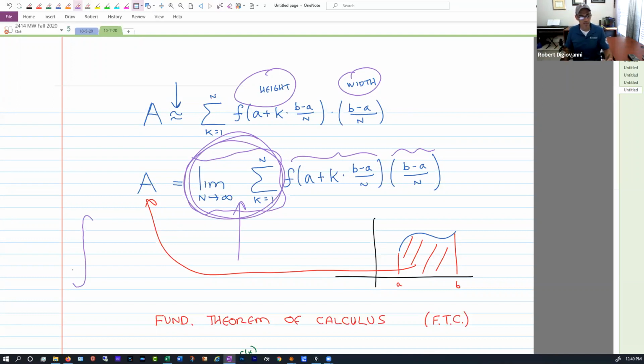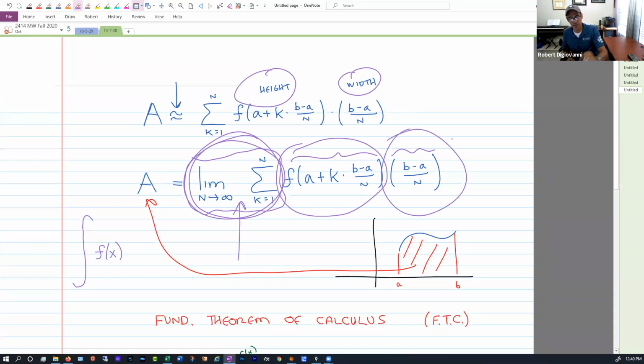Now, what are we going to take the limit of the sum of? This right here. Isn't that just the function evaluated at different points? So it's just the function evaluated at some x values. What about this piece right here? The width. Isn't that how much we're changing by each time, the little change in x? Those are really tiny little changes in x. Let's call those dx. Little dx's.